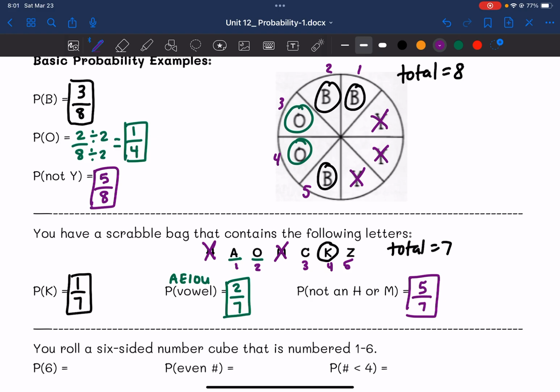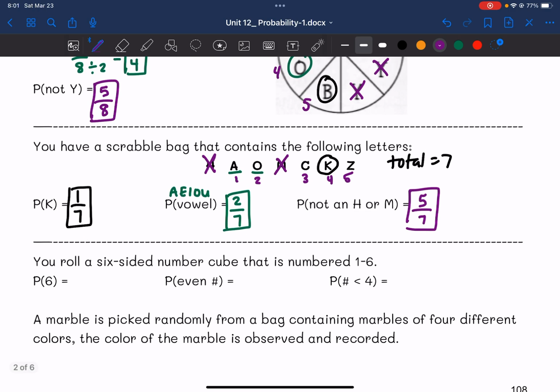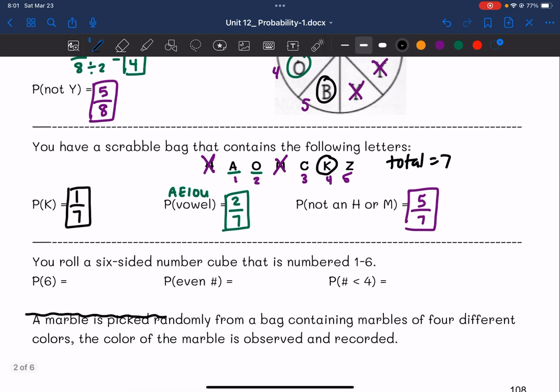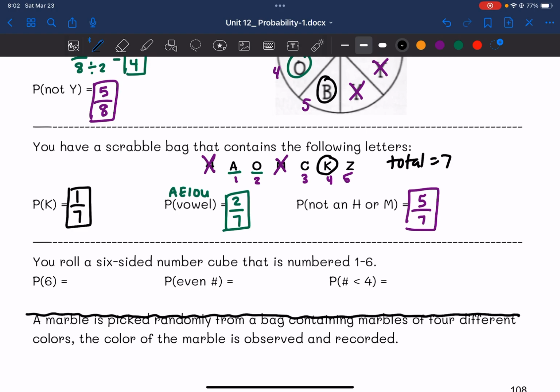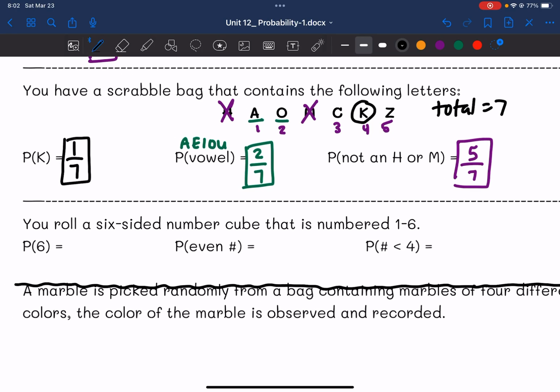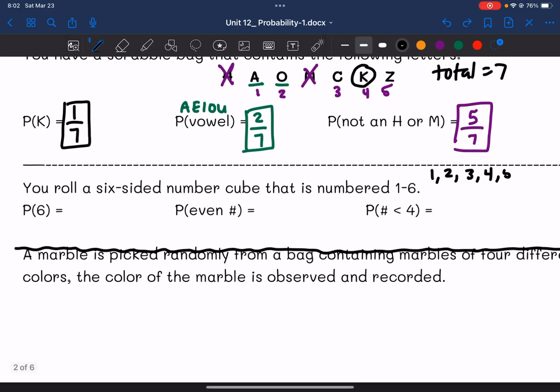Okay, let's take a look at the next part now. Here, let's go ahead and ignore this paragraph at the bottom. That's supposed to be on the next page. All right, so here it says you roll a 6-sided number cube that is numbered 1 through 6. I am going to write this down. It's going to be easier to see and to work this out, okay? All right, my 5's funny. Okay, 5, 6.